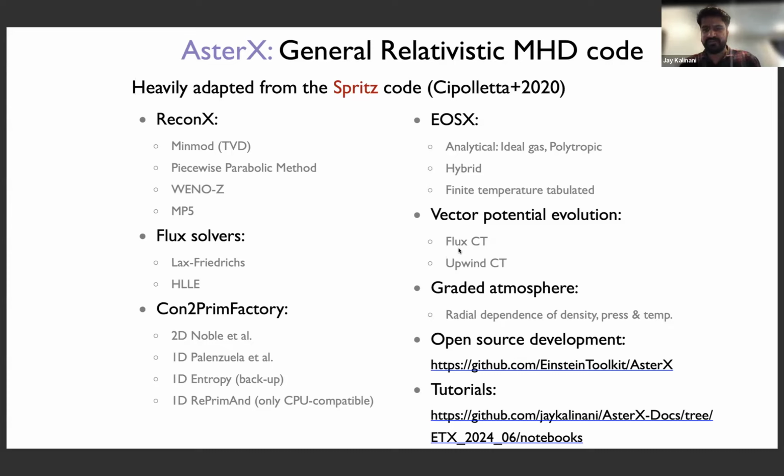Next, we have what we call a graded atmosphere. Typically, GRMHD codes provide a prescription for an atmosphere that is constant in rho, but this can be a problem when you are evolving, for example, jets or matter that has very low density, as the atmosphere can act as a hindrance. So instead we now have a graded, or radially dependent, prescription for density, pressure, as well as temperature.